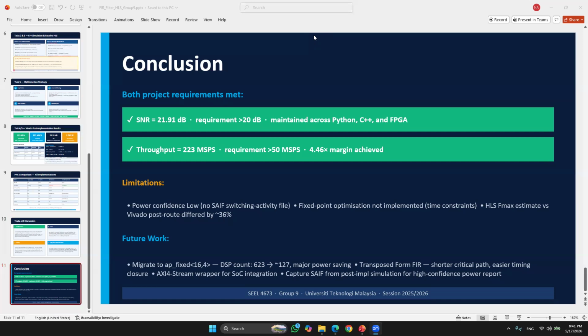Other future directions include wrapping the filter in an AXI4 stream interface for easy SoC integration and exploring the transposed form FIR architecture, which can shorten the critical path and make timing closure easier. Overall, this project showed the complete HLS-based FPGA design flow in action, from Python algorithm all the way to physical implementation, timing closed, power analyzed, design running at 223 megahertz on real silicon.